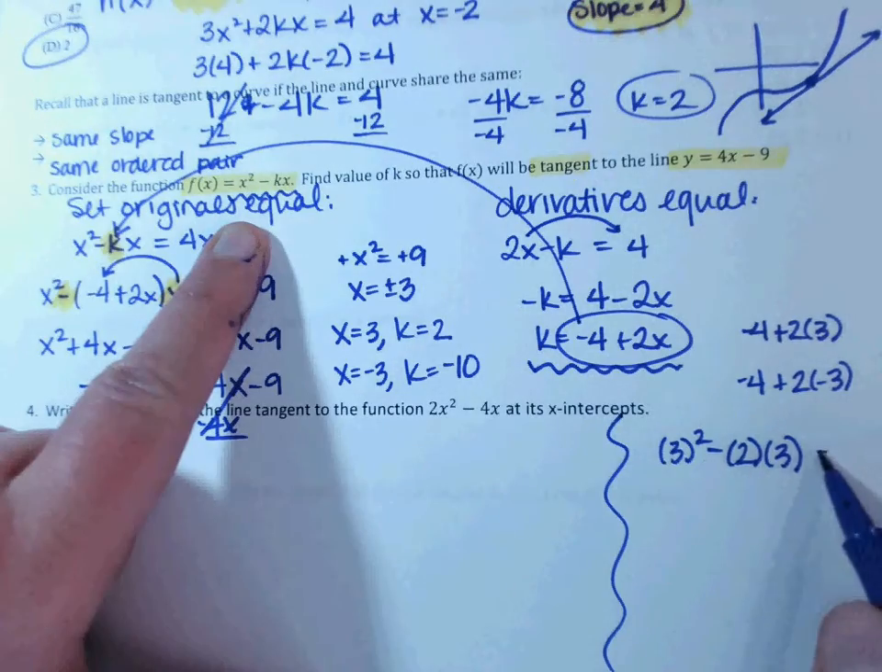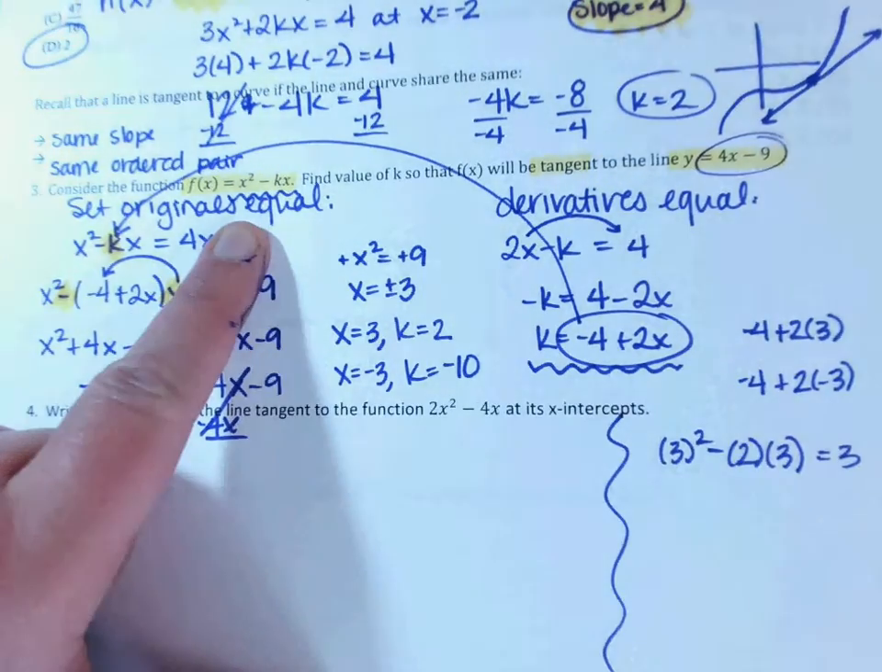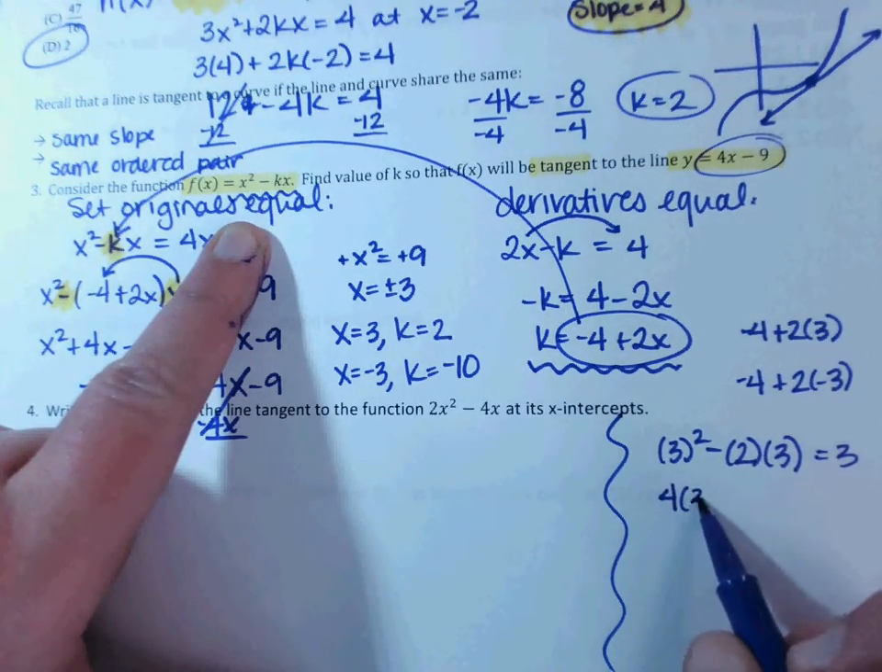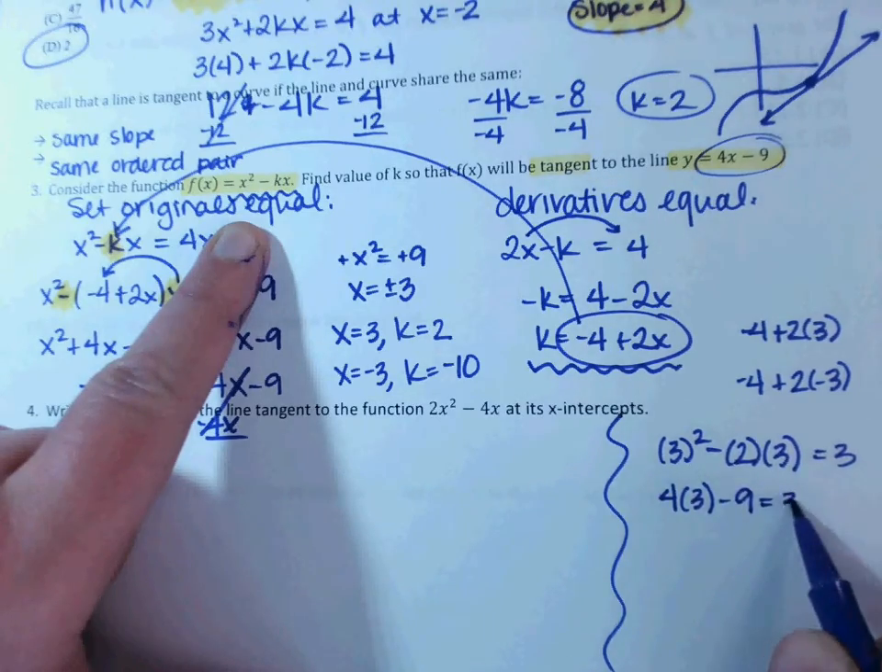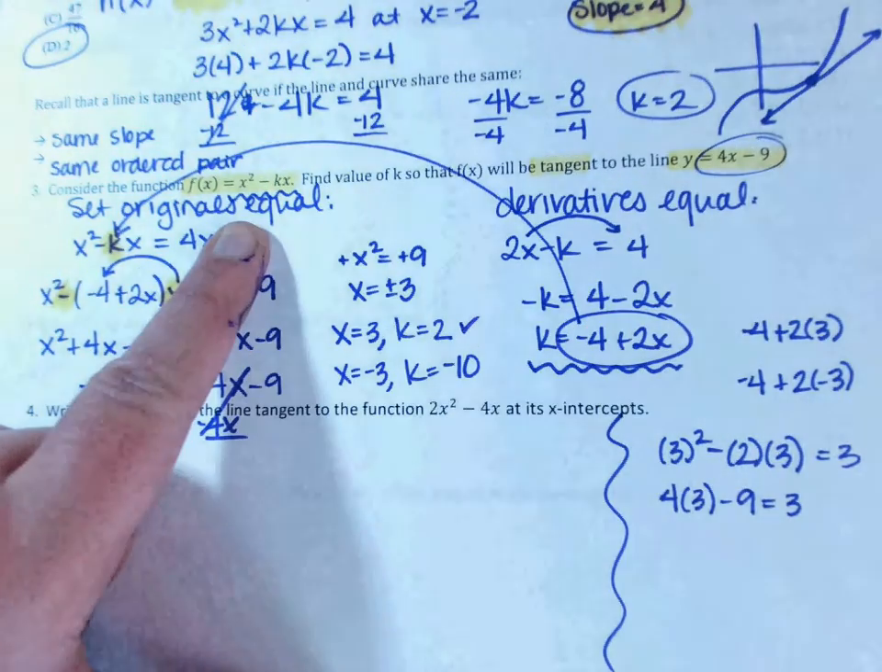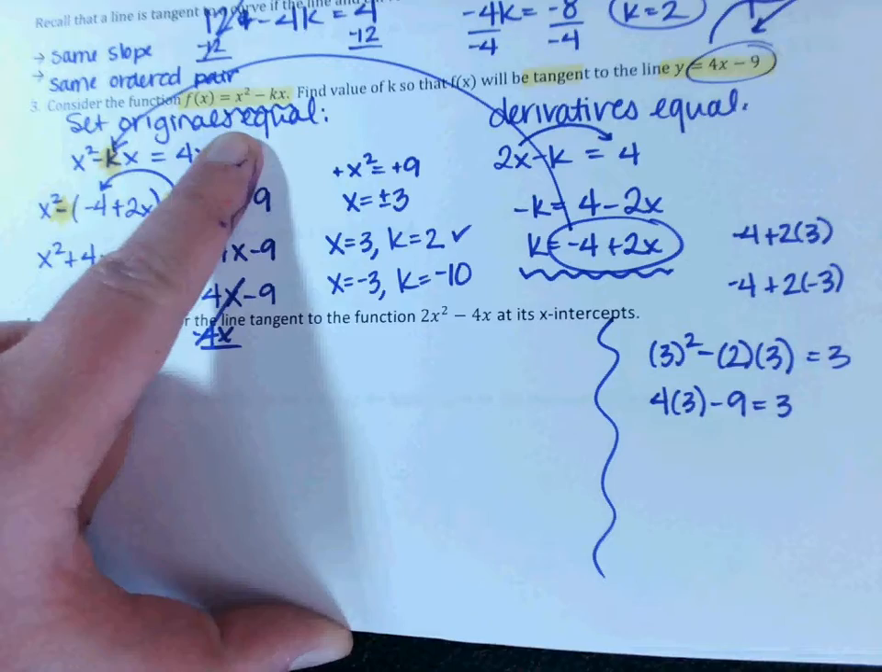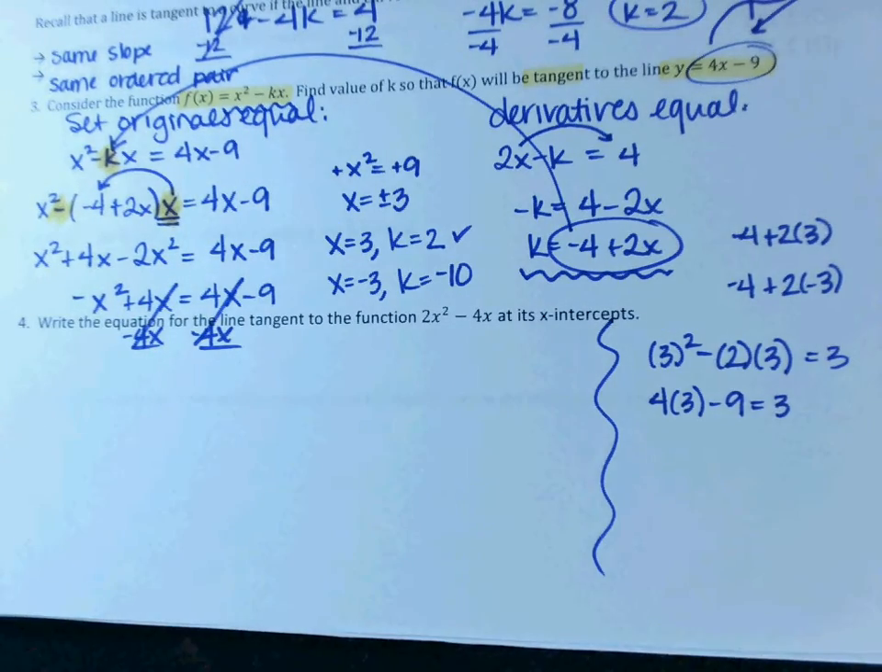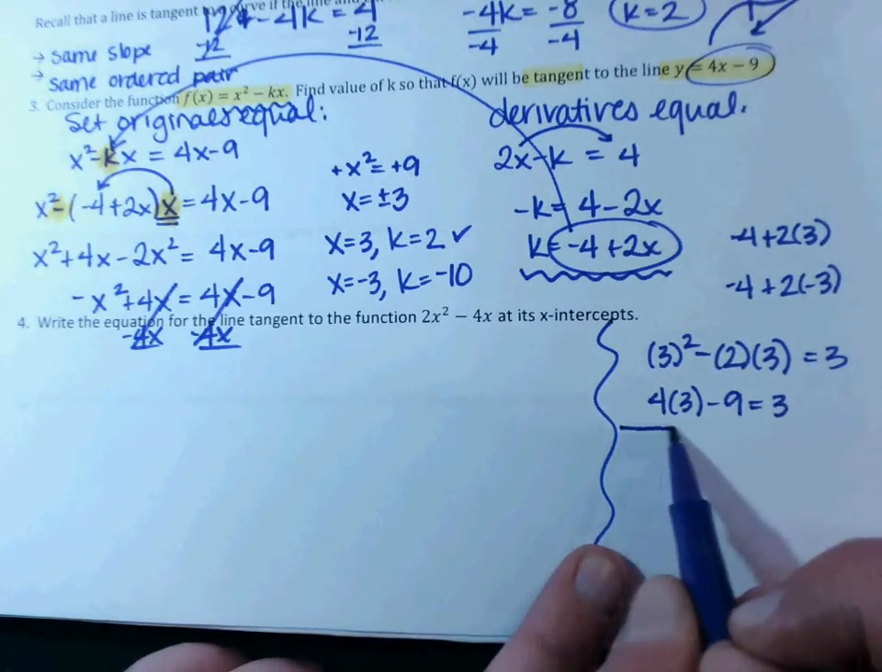Okay, that's going to be 3. Then also plug it in here. So I'd have 4 times 3 is 12, minus 9 is 3. That one's a check. I'm now going back to plug in the originals to make sure the y values really match. Then let's check it for the second point.